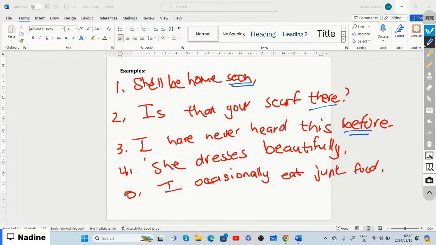And then she dresses beautifully. Beautifully. How does she dress? Beautifully. And then we say she dresses beautifully. So beautifully tells us how she dresses, right?